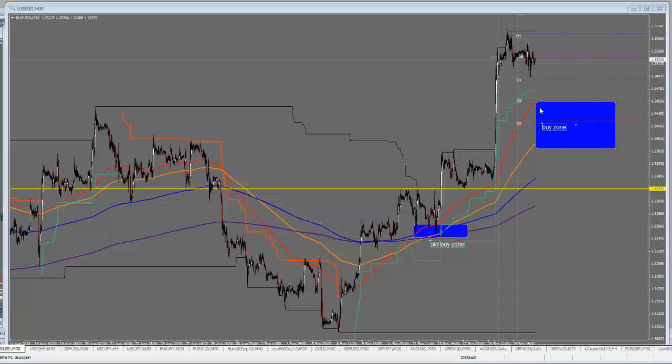Important to note that you should not go long blindly here. If we come down to the buy zone, you should wait for some strength coming back into that pair here. So some buyers should show up down here before you go long.